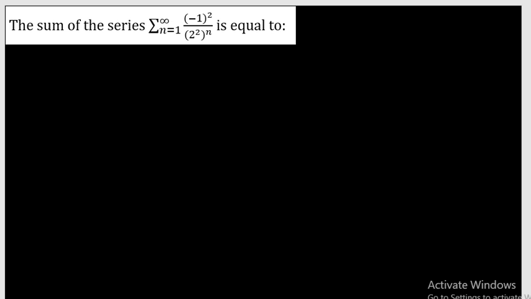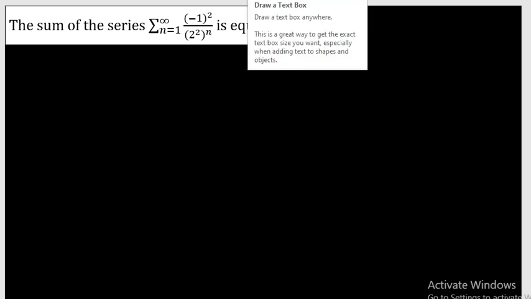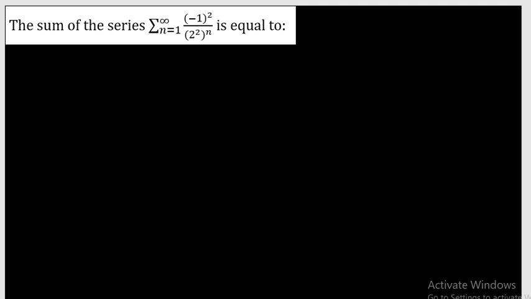The first question: the sum of the series, the summation from 1 to infinity, of (-1)^2 to the power of n over (2^2) to the power of n. Okay, let's write it first. Summation of (-1)^2 to the power of n over (2^2) to the power of n, n starts from 1 to infinity.